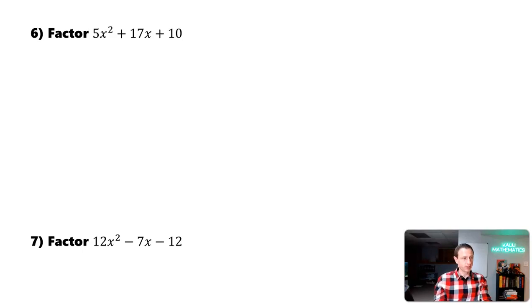Number 6, factor 5x squared plus 17x plus 10. Let's go through this one. So for GCF, first of all, no GCF. So I'm going to do the AC method here. 5 times 10 is 50. And then we want two numbers that multiply to 50 and add up to 17.